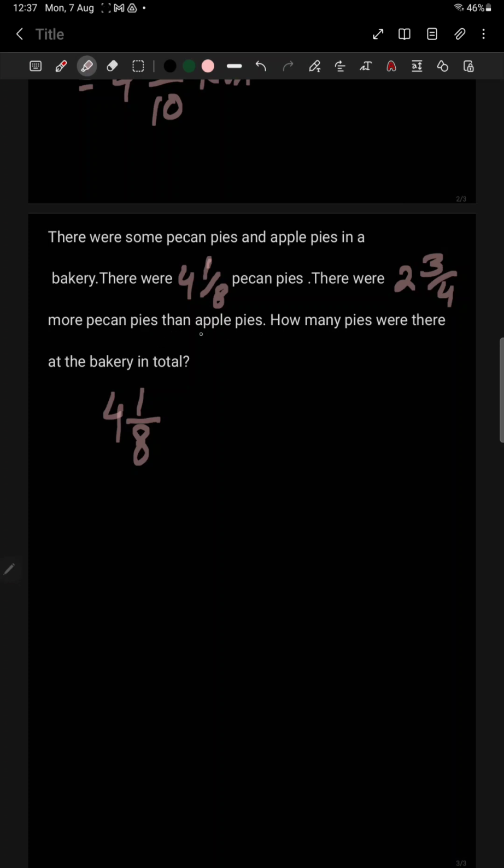So what is in the less quantity? Apple pies or the pecan pies? We need to focus on this statement: there were 2 whole 3/4 more pecan pies than apple pies. So what is more in quantity? We can clearly understand that pecan pies are more than the apple pies. So to find out the number of the apple pies, which is less, we will subtract this one, minus 2 whole 3/4. So 4 whole 1/8 minus 2 whole 3/4 will give us the amount of apple pies.